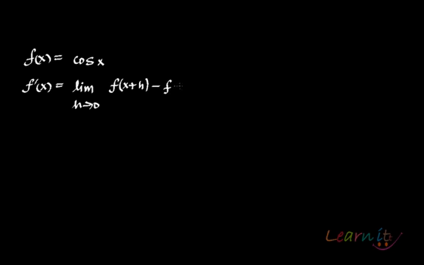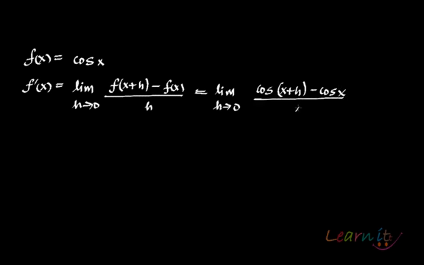Okay, now let us look at the other side. Supposing you have f(x) equal to cos x, then how will you do it? f'(x) is given as the limit as h tends to 0 of [f(x + h) - f(x)] divided by h, which is the limit as h tends to 0 of [cos(x + h) - cos x] divided by h.